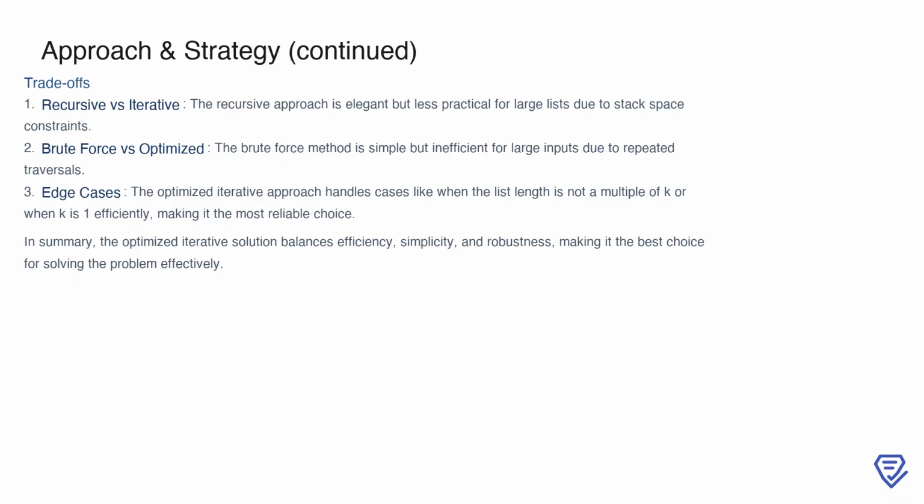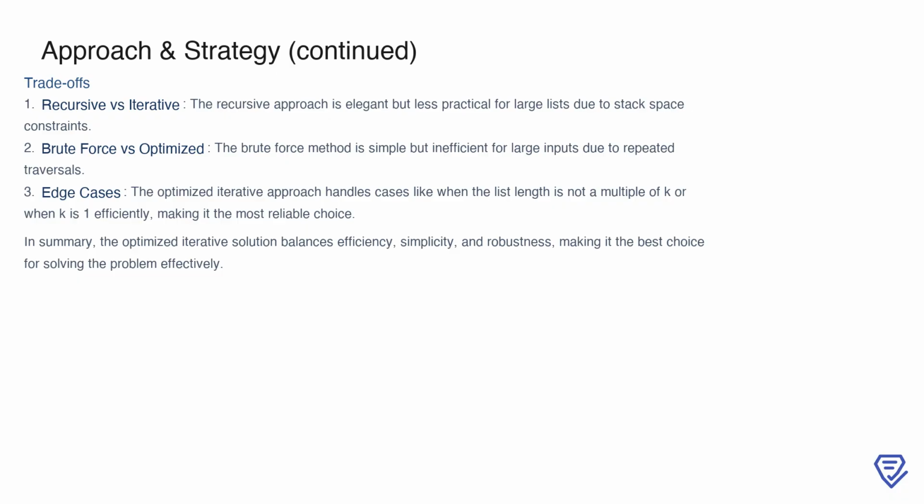The optimized iterative approach, however, strikes the perfect balance. It is efficient, with a linear time complexity, and uses constant space, making it well suited for handling large datasets. Additionally, it effectively manages edge cases, such as when k equals 1 or when the list length is not divisible by k overall. This approach combines simplicity, efficiency, and robustness, making it the best choice for solving the problem reliably and effectively.